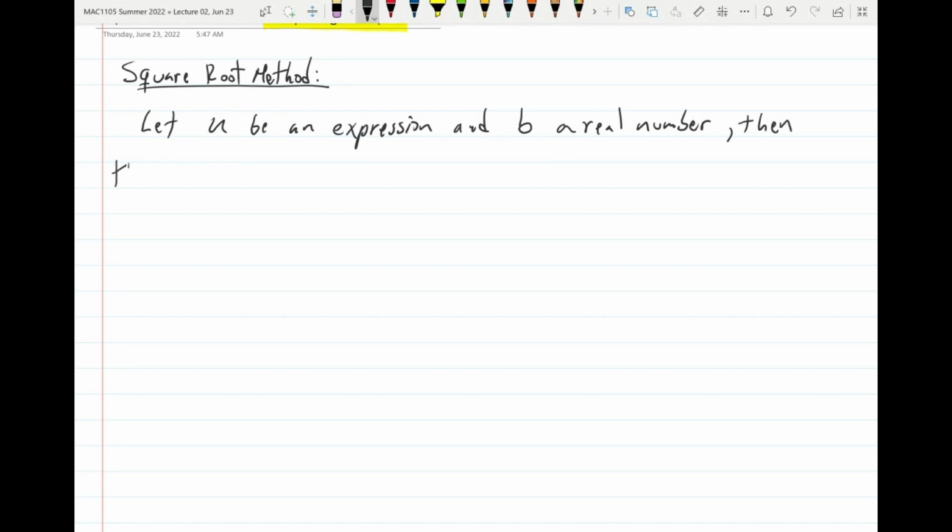Then the equation u squared equals b has the following two solutions. So what's the solution of this equation? How can we write it? u equals plus or minus the square root of b.